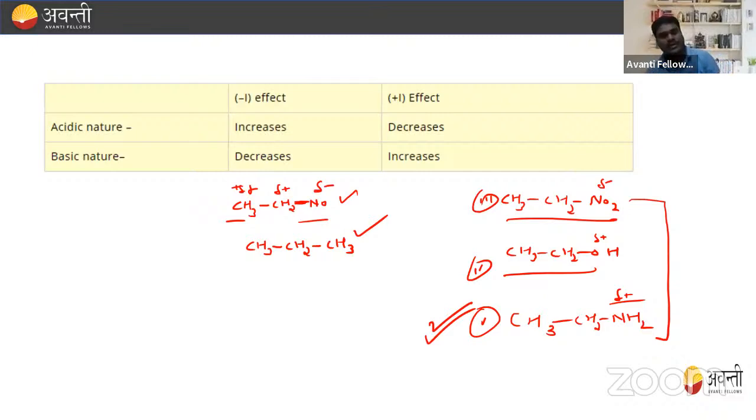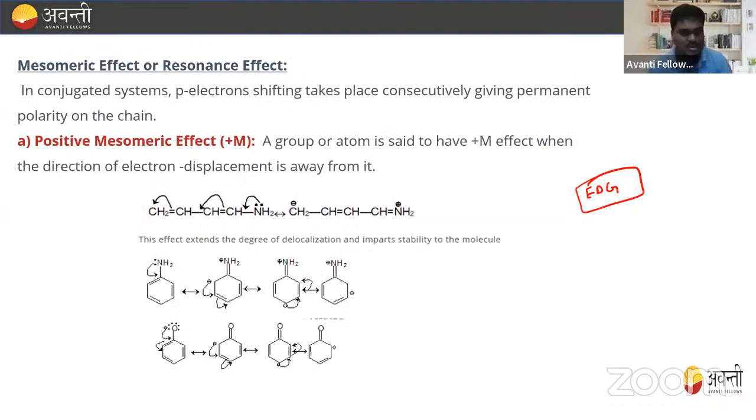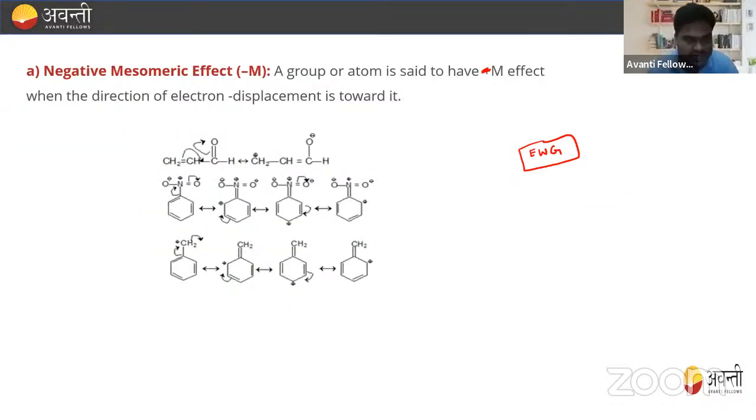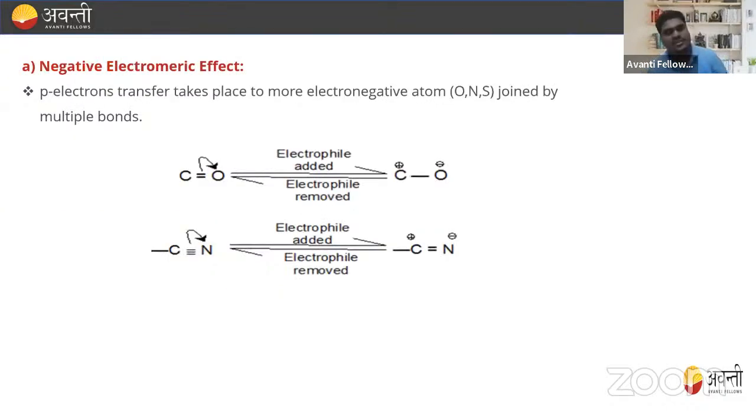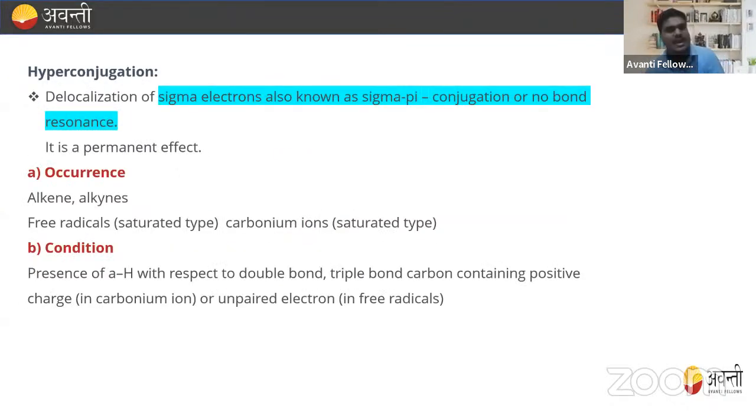Now the important note here: the minus I effect increases the acidic nature and decreases the basic nature, whereas the plus I effect decreases the acidic nature and increases the basic nature, right? For the mesomeric effect, also known as the resonance effect, we have plus M when an electron donating group is attached, and minus M when an electron withdrawing group is attached. For the electromeric effect, we have positive and negative electromeric effects. These are temporary effects, right?